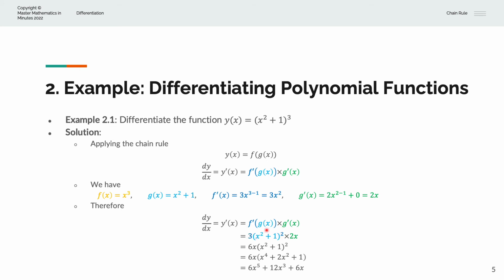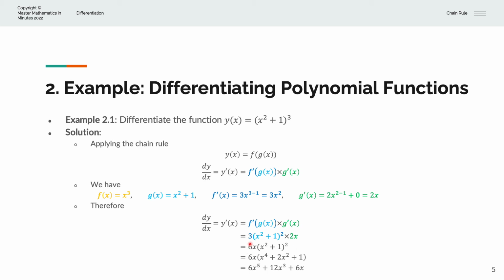And because this is evaluated at g of x, we're bringing g of x as x squared plus 1, and that gives us x squared plus 1 in here. And g prime of x is 2x, which we'll copy as 2x. So all we've done so far is substitute the respective terms to apply the chain rule.